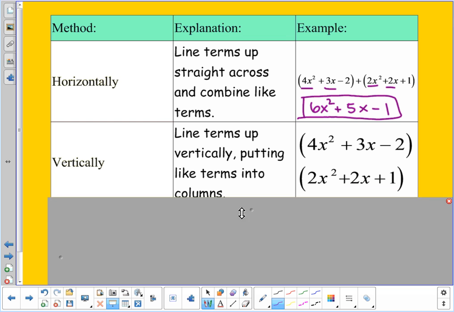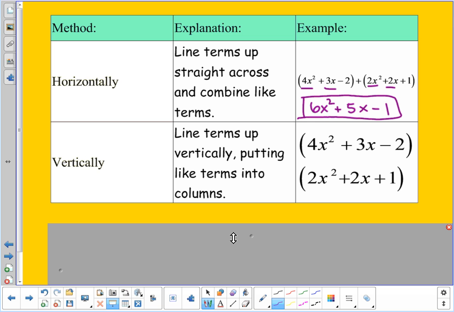We can also add them vertically. So if you wanted to add them vertically, we would line up the like terms in columns. So my x squared would go over my x squared. The x term would go over the x, and the constant would go over the constant. So any like terms that you have, you could put them in columns. This goes back to multiplying like we did way back when we were little. We would line up those like decimal places, we'd put them in order. Now we're just doing it with variables.